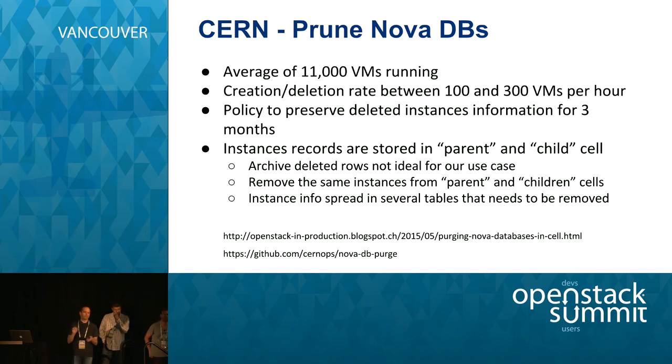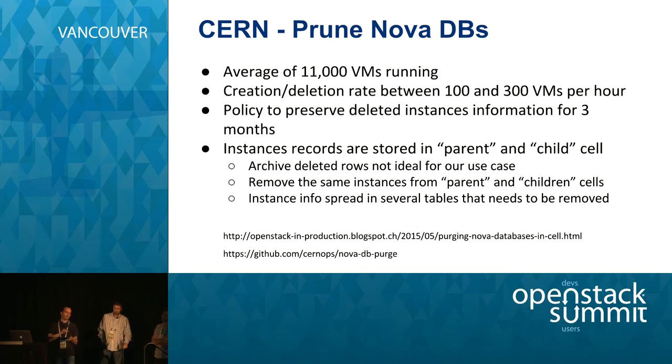Last summit, I told you about all the motivation, problems, and challenges that we have at CERN running cells. So what I want to do today is go through some of those problems and tell you how we are dealing with them. The first one is pruning our databases. During these 2 years, in our cloud, more than 1 million VMs were created. Of course, we don't have resources to host 1 million VMs in one go. So for new ones to be created, others need to be deleted. On average, we have 11,000 VMs running, with a creation and deletion rate between 100 and 300 VMs per hour.